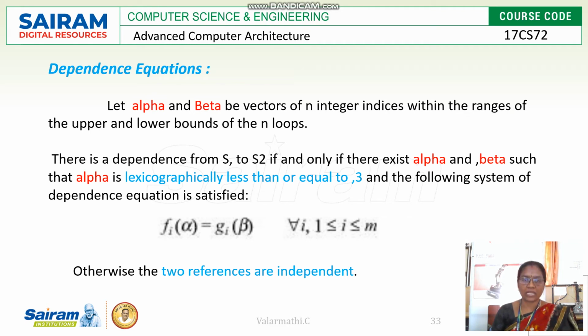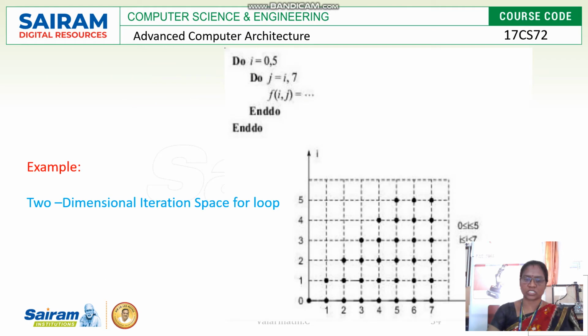Okay, so the value of alpha should be less than or equal to 3, which means a dependency exists between alpha and beta. This is written as a dependence equation: fi of alpha is equal to gi of beta. Here f and g are the different functions which carry the vectors of alpha and beta respectively.